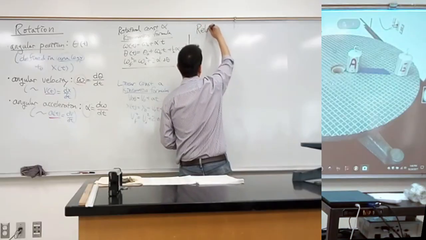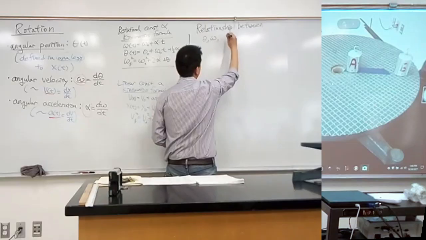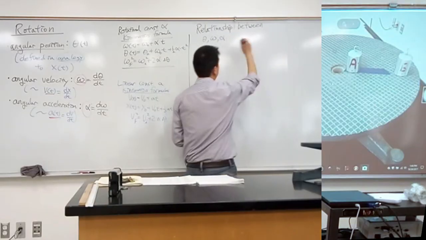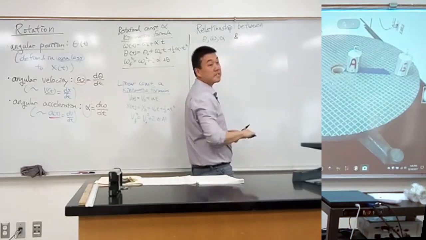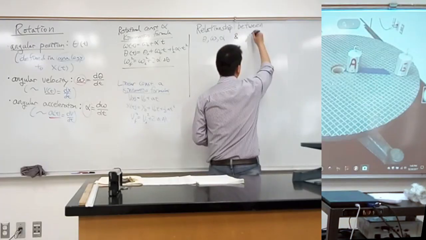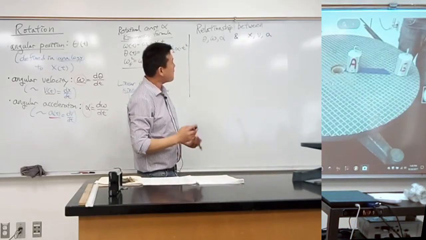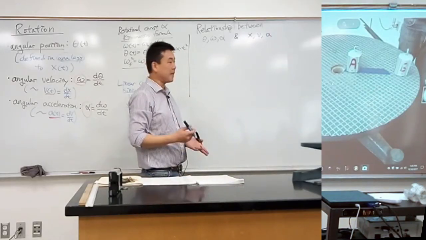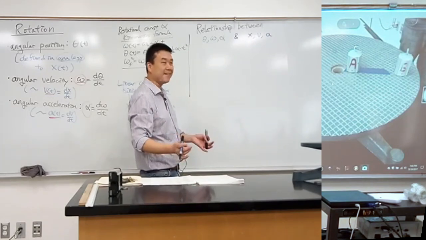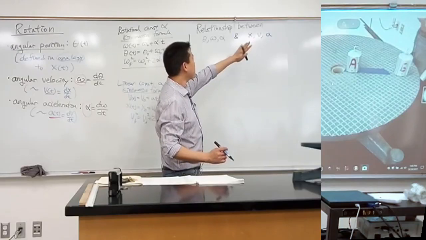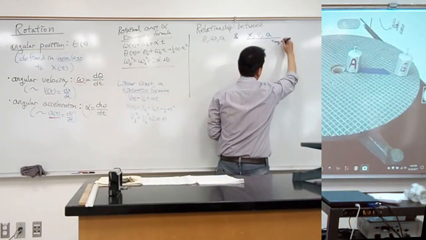Relationship between the rotational quantities, angle, angular velocity, angular acceleration, and the translational quantities, linear motion, position, velocity, and acceleration. And I should clarify that I mean these to be tangential quantities.